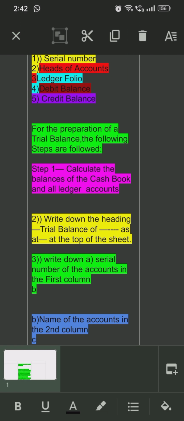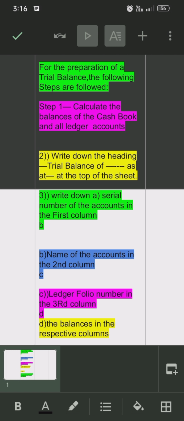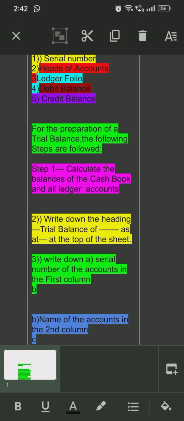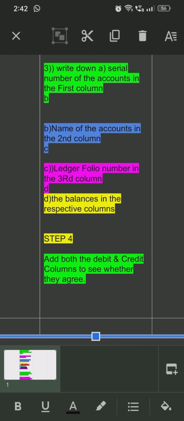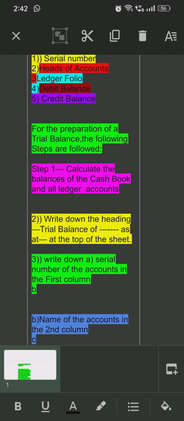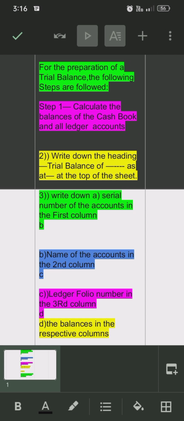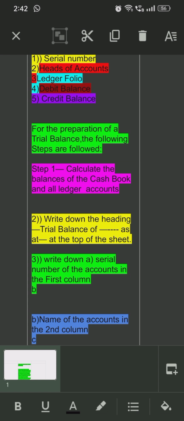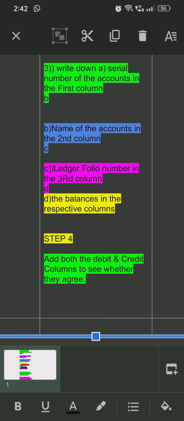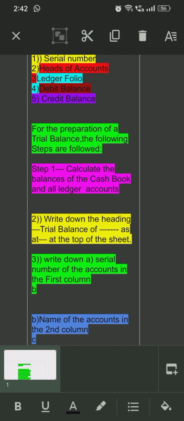Preparation of the trial balance. For the purpose of preparing the trial balance from the given list of ledger balances, the following rules should be followed.